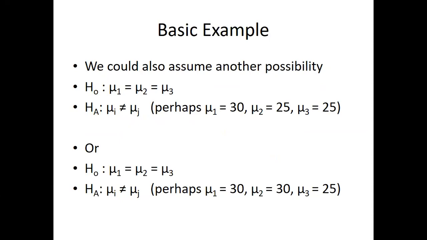So we could assume another possibility. You could assume all three are not equal, say 30, 25, 25. That's valid. The alternative, the null is no longer true. I've hypothesized three numbers that don't equal each other. I could do 30, 30, 25. Now, newsflash for you: they're both going to produce the exact same power calculation.